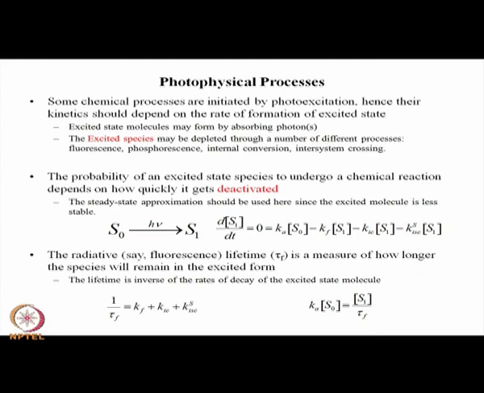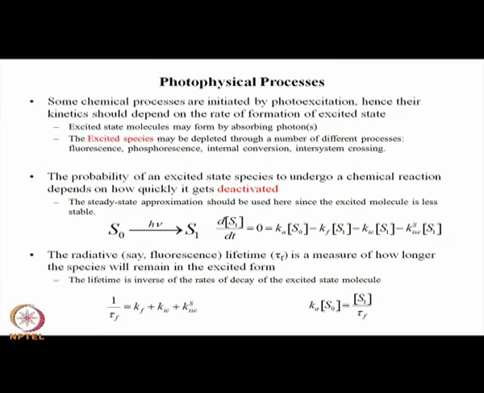Now, next let us come back to photophysical process. Some chemical processes are initiated by photoexcitation, and hence their kinetics should depend on the rate of formation of the excited state. That is very important, since that originates from your excited state, which depends on photoexcitation. Therefore, the kinetics of those processes should depend on the rate of formation of the excited state.